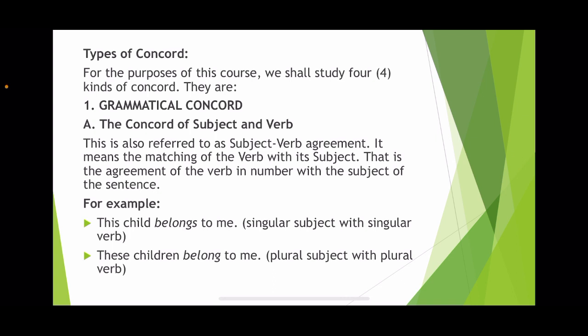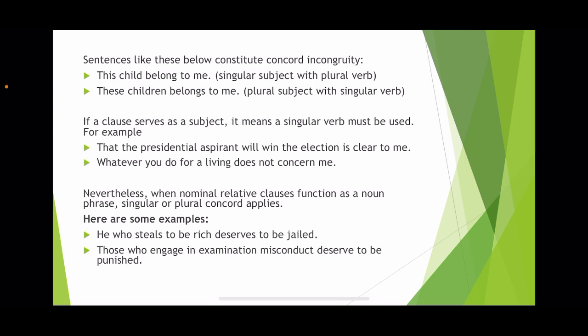For example, this child belongs to me. Singular subject with singular verb. These children belong to me. Plural subject matches with plural verb. Sentences like these below constitute concord incongruity. That is ungrammatical sentence. Number 1, this child belong to me. Singular subject with plural verb. It is wrong. These children belongs to me. Plural subject with singular verb.